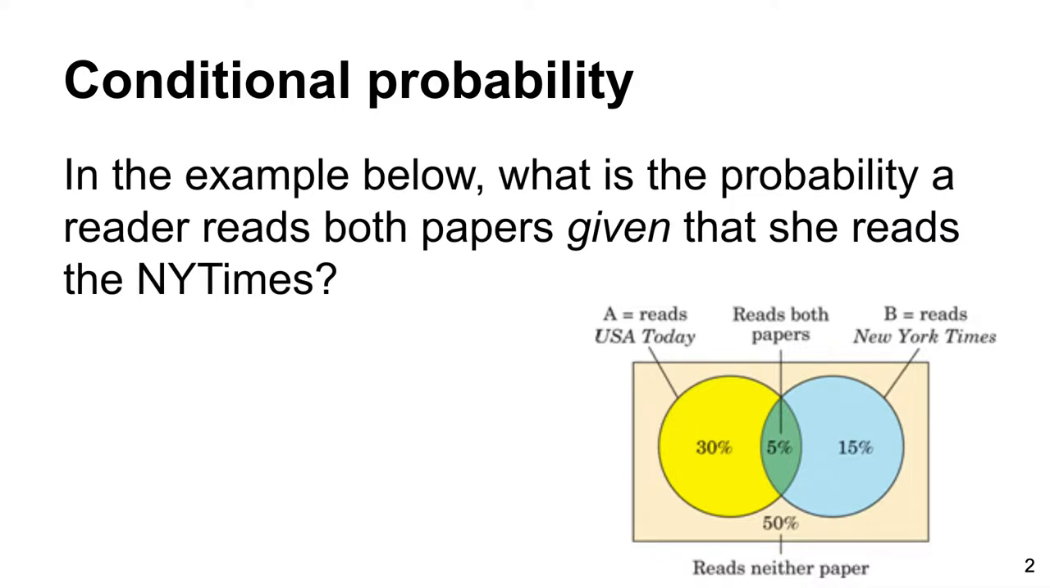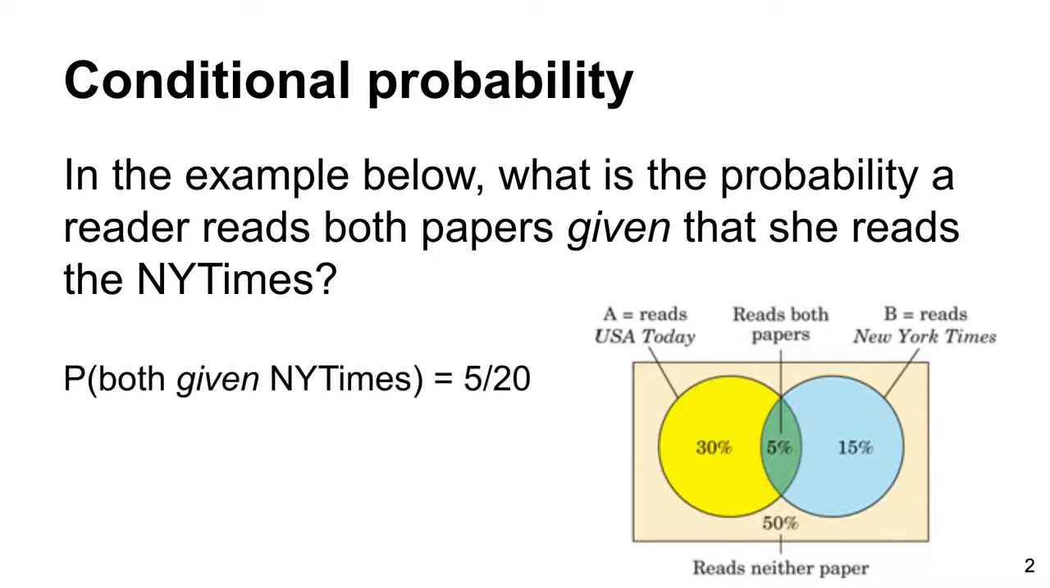In the example below, what is the probability that a reader reads both papers given that she reads the New York Times? That phrase, given that she reads the New York Times, is what makes this a conditional probability. We're only looking at people who read the New York Times, and among those, I guess 20% of people who read the New York Times, we want to find the probability the reader reads both. So what is the probability that they are in the green shaded region, given that they are in the 20% who read the New York Times?